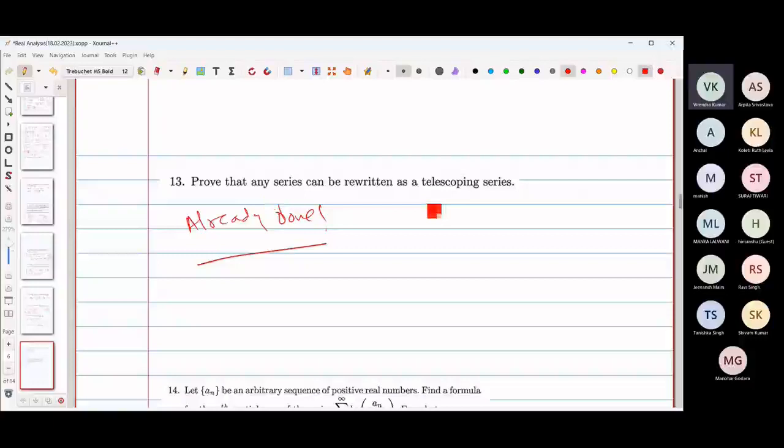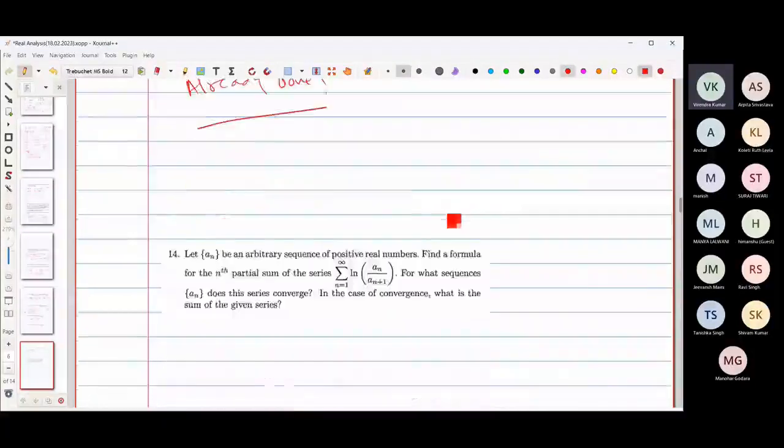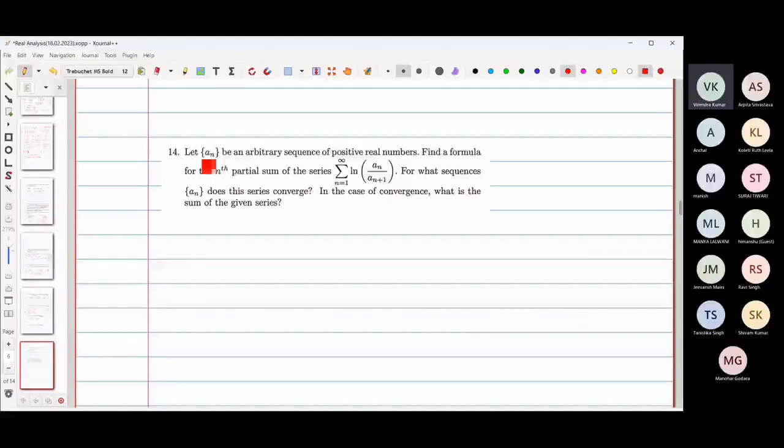Telescopic series: any series can be written in terms of a telescopic series. This we have done already, or you can refer to the book where they have written it. Let me show you where it is written. This one is a telescopic series. I have given the details of the same in the notes.